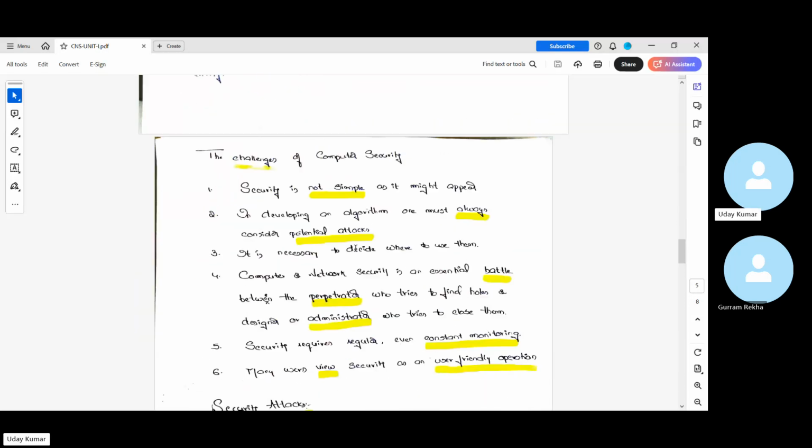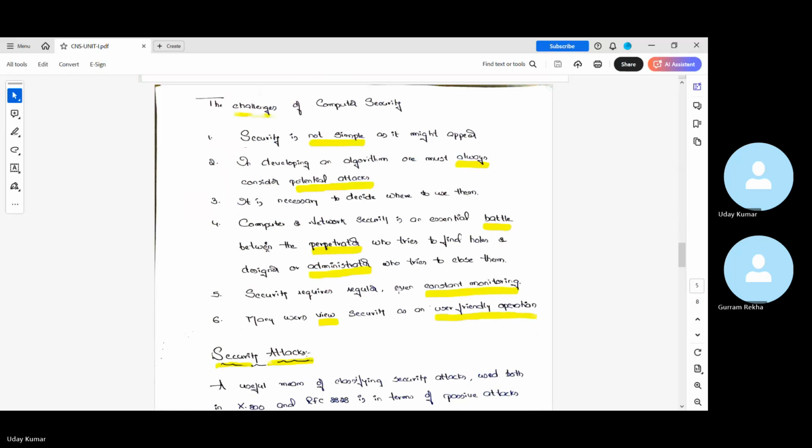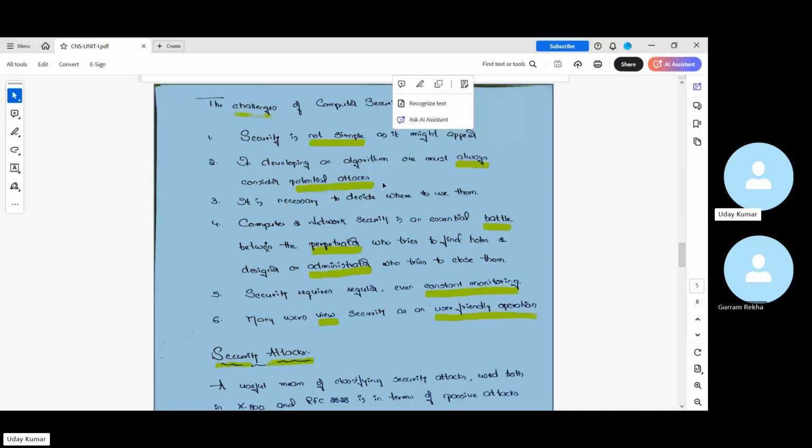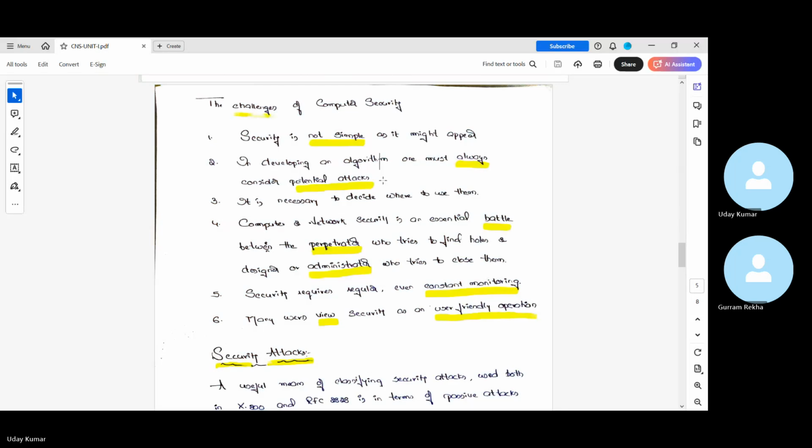Next is the challenges of computer security. As mentioned, security is not as simple as it might appear. Many of us think that providing security is very simple. It's not that simple, students. There are too many factors that you have to consider. And in developing an algorithm, one must always consider potential attacks. First of all, you need to understand what an attack on security is. Based on that, you have to develop the algorithm. And it is necessary to decide where to use them.